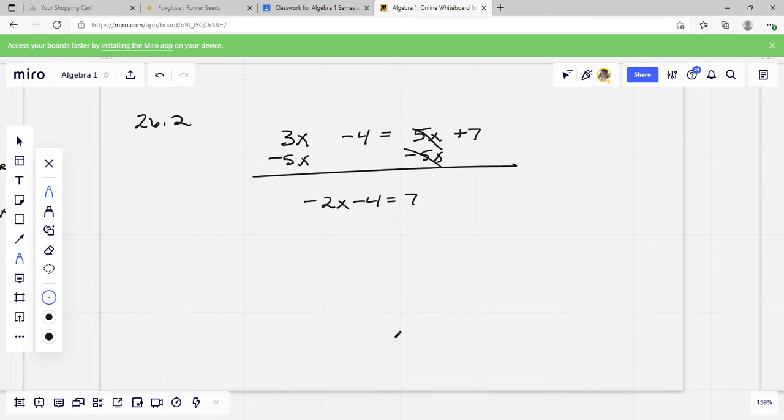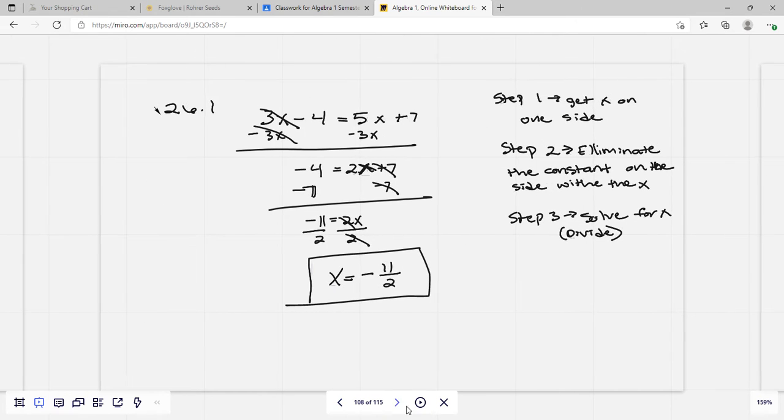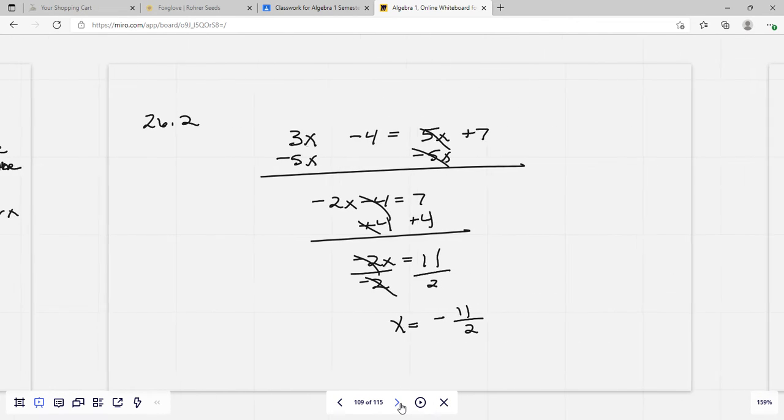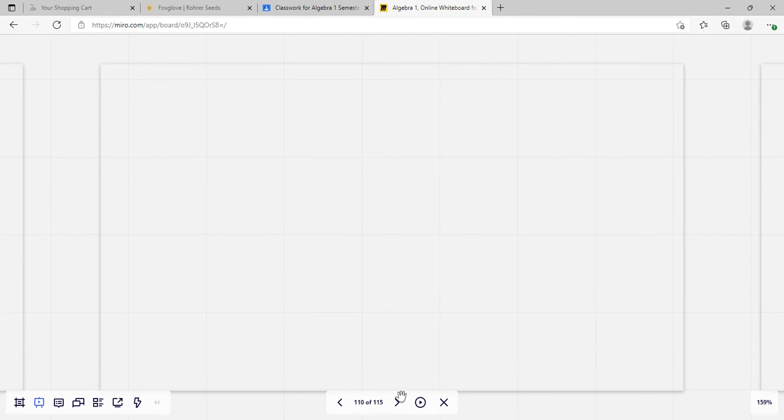Now our next step is to get rid of the constant on this side. We want to get x by itself, so we're going to do plus 4, and we get negative 2x equals 11. Now we divide by negative 2, and we get x equals negative 11 over 2. So it's the exact same answer we had on the last one. It doesn't matter which side you move it to. All right, another example.